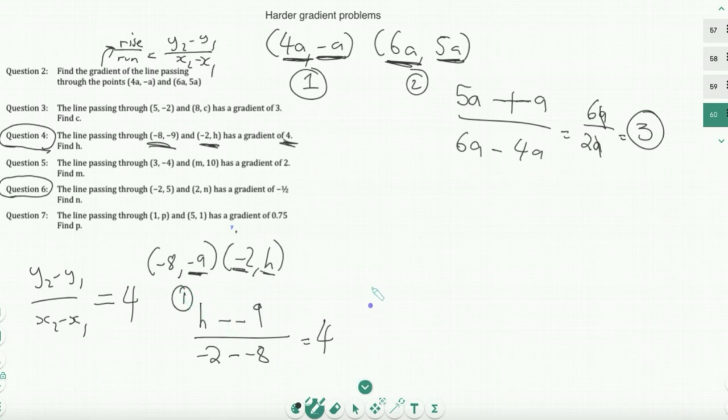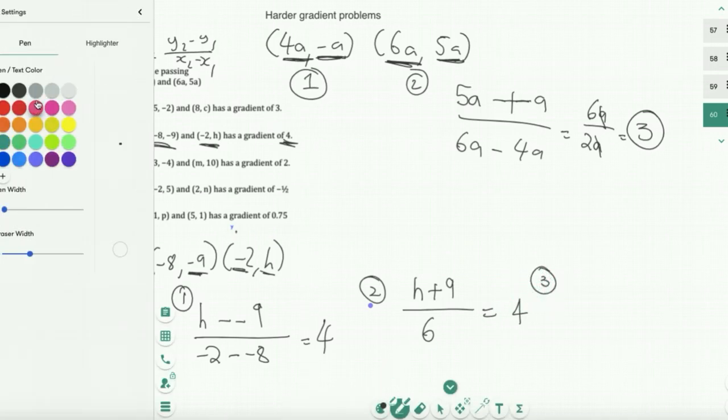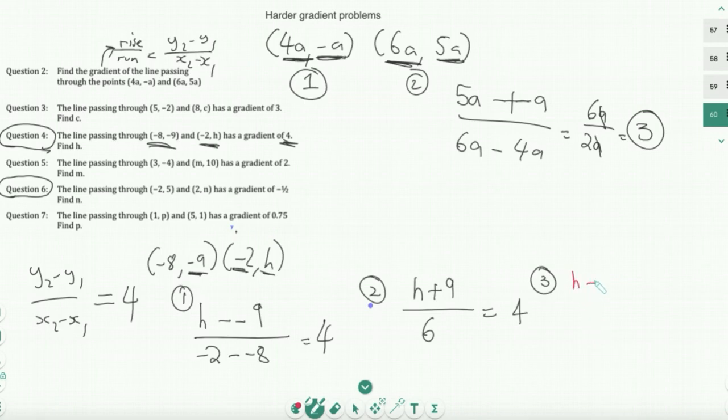Step 2 will simplify. H minus minus 9, a minus and a minus always turns into a plus. So h minus minus 9 is basically h plus 9, over negative 2 minus negative 8. A negative and a negative turns into a plus. Negative 2 going forwards 8 is going to be 6. And that's equal to 4. So we've made some sort of equation and now we've simplified it. And now we're going to solve this. So what do we have so far? We have h plus 9 over 6 equals 4.